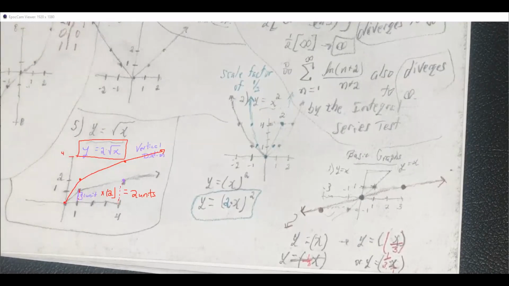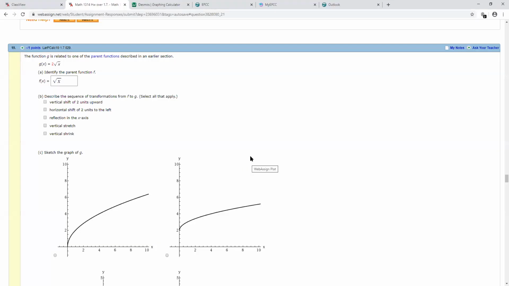So we're going to go back to WebAssign. And so now, Griselda, which one of these is it going to be? Vertical stretch, sir. Very good.